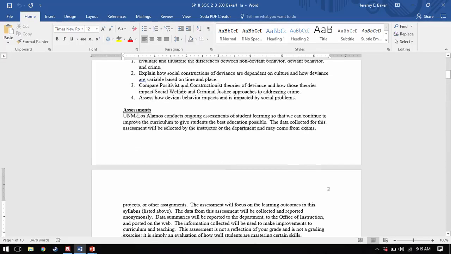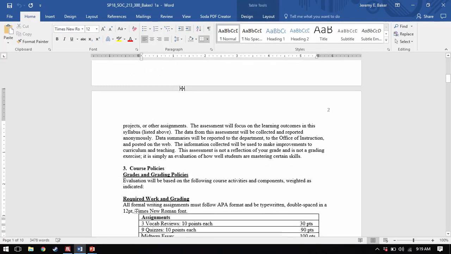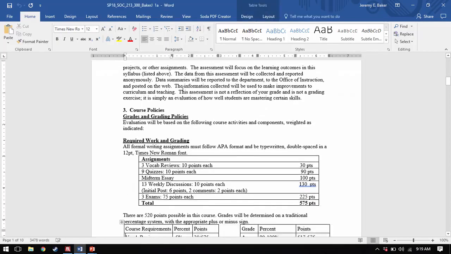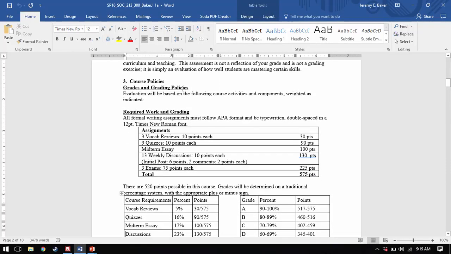You could read all this other stuff yourself. Okay, grades and grading policies. Evaluation will be based on the following components. So you will have 3 vocabulary reviews. Those are things to get you ready for the test, so those are exam reviews, and those are 10 points each. You will have 9 quizzes worth 10 points each.